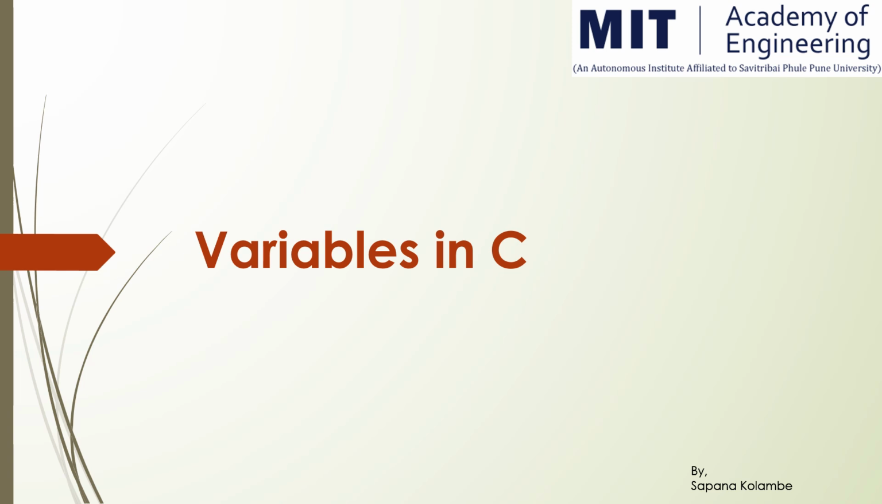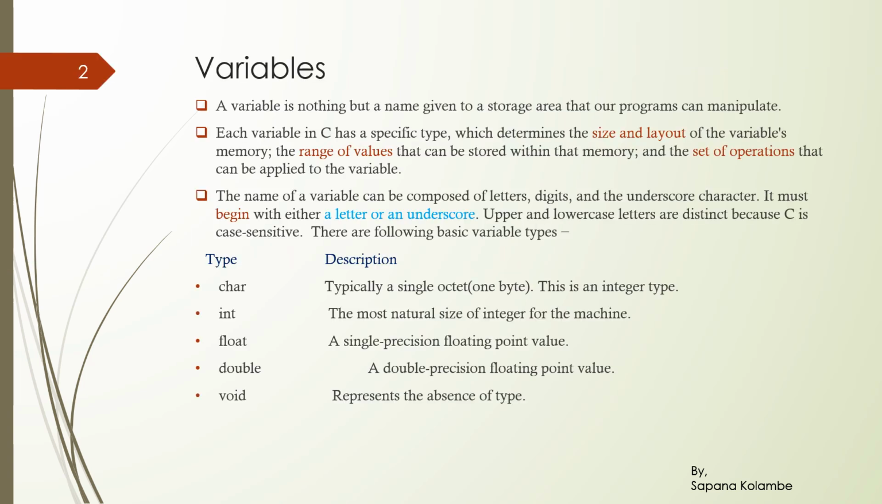Hello students, today we will learn about the variables in C. Variables are an important part of the C programming language. In C, a variable is a user-defined or user-readable custom name assigned to a particular memory location. Variables hold a value that can be modified and reused many times during program execution.